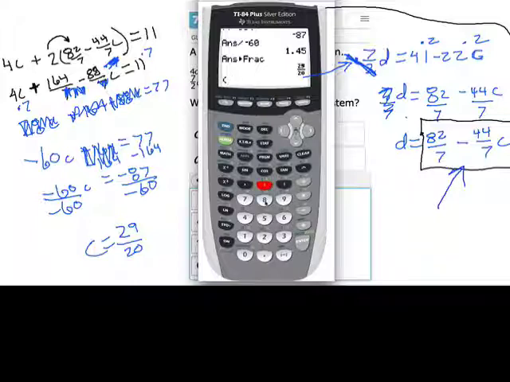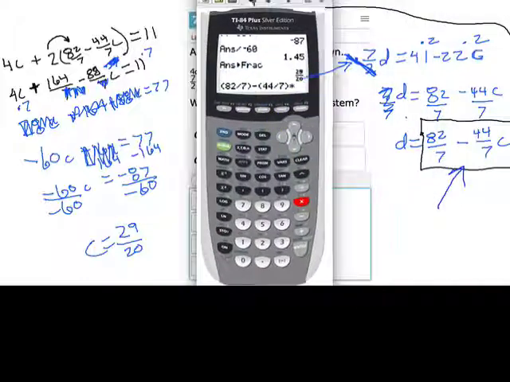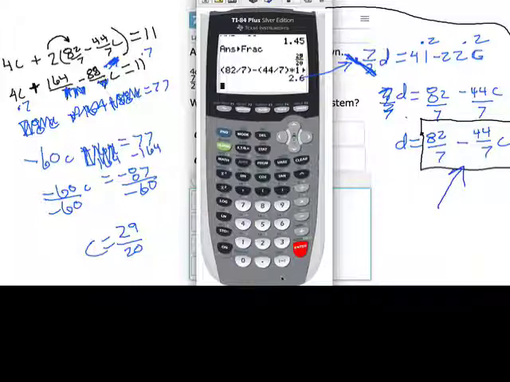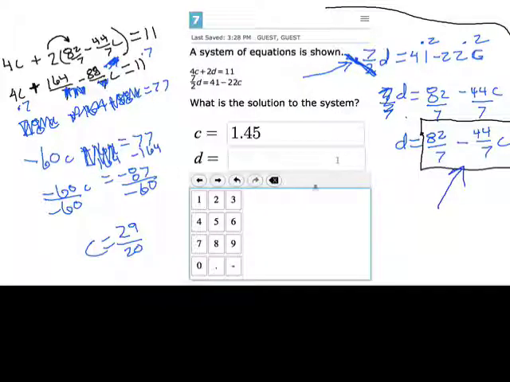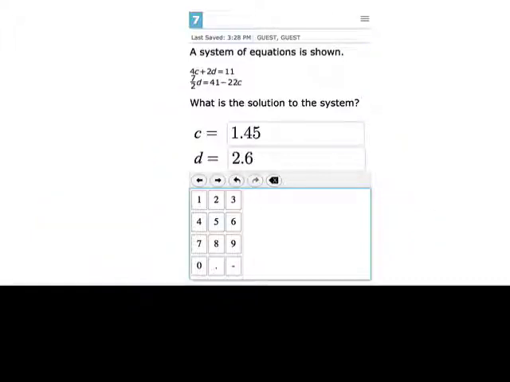Fraction, 82 divided by 7 minus fraction, 44 divided by 7 times, and we figured it was 1.45, 1.45, enter. Let it do all the work. You don't do any of it. It's 2.6. So just plug it all in and let the calculator do all the fractions. You don't need to be afraid of fractions. So there's our answers. And you're going to get decimals, and that's perfectly okay.